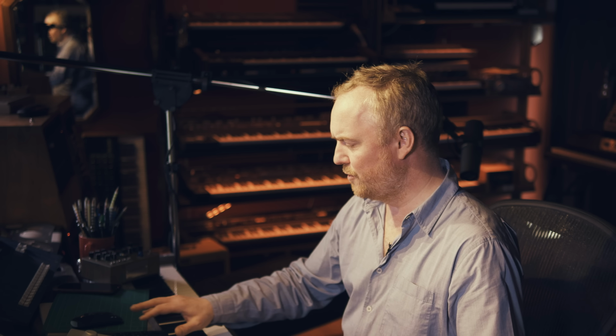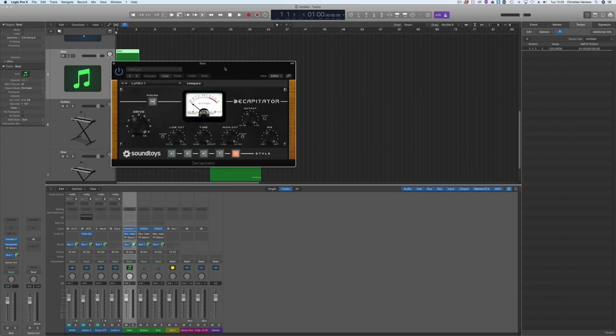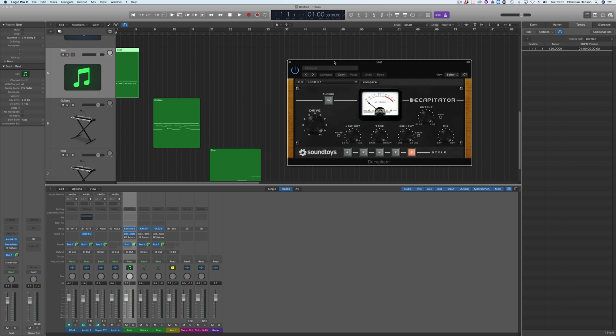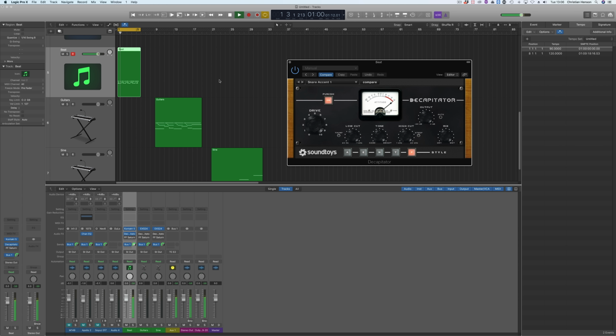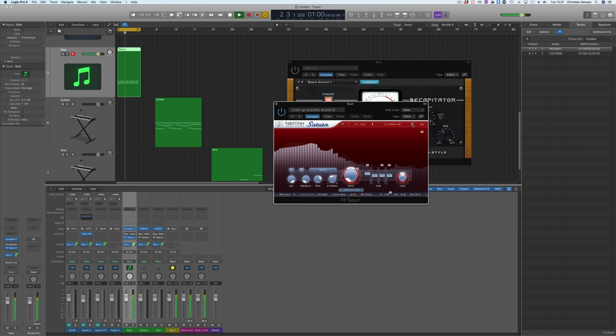Okay, I'm just going to do octaves of these. Sound Toys Decapitator, part of their amazing suite of effects. And the other one was Saturn by FabFilter.